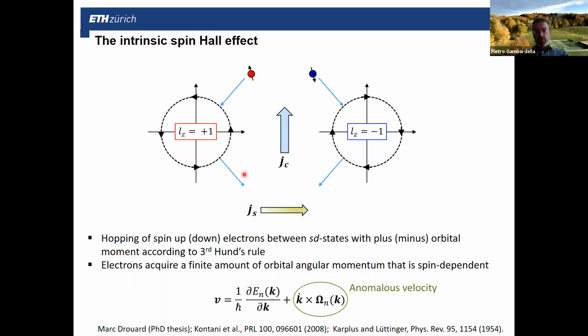As they jump into an orbital that has a well-defined orbital momentum, then the probability of jumping into this orbital will depend on the spin of the electron because of spin-orbit coupling. And therefore, electrons with opposite spin orientation will acquire opposite quantities of angular momentum, and this results in an anomalous or transverse velocity.